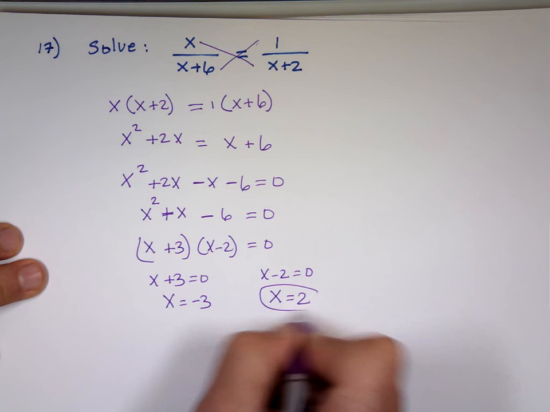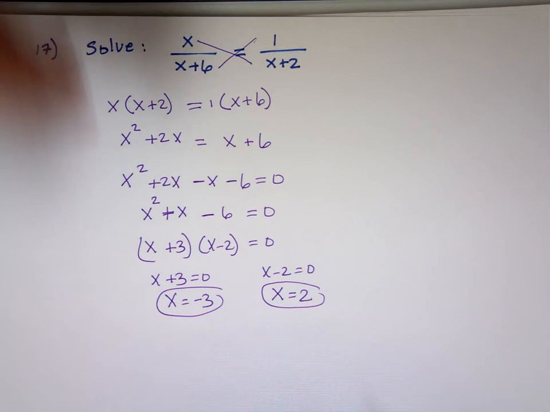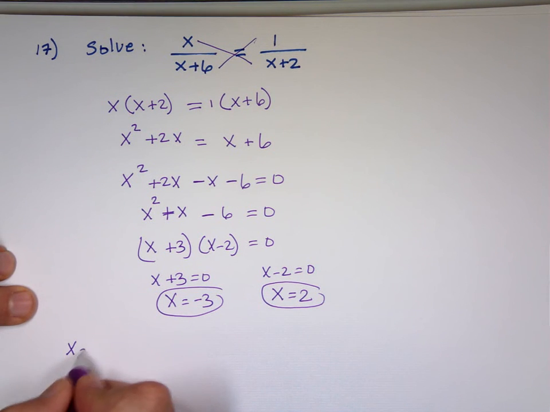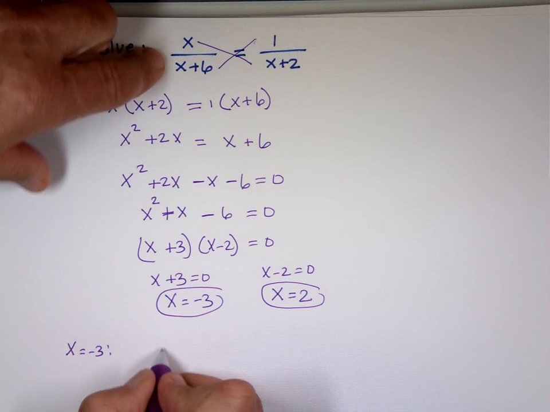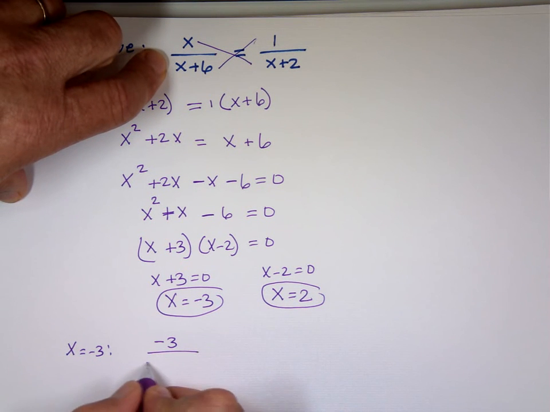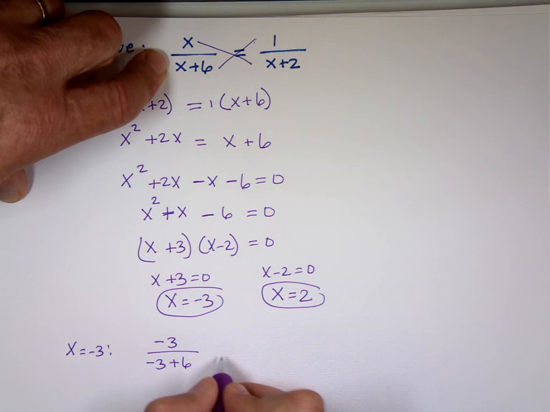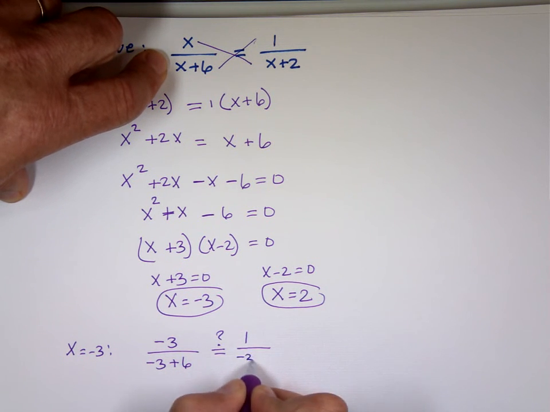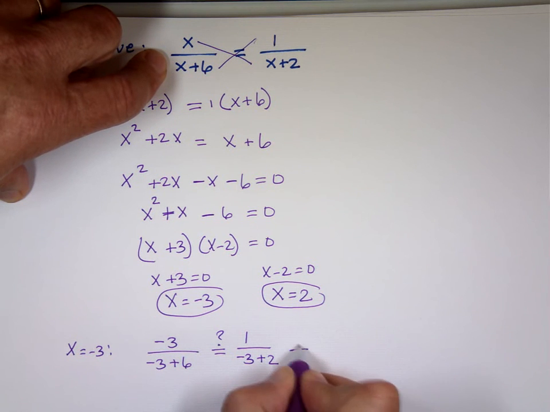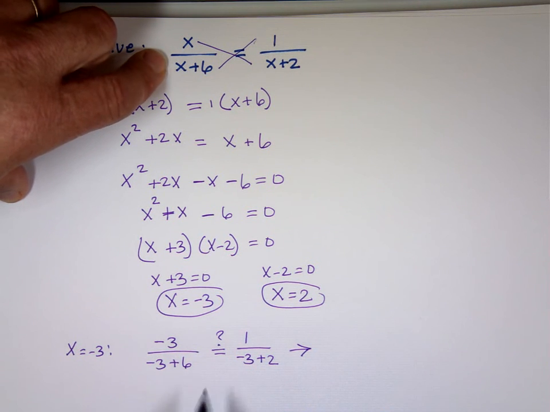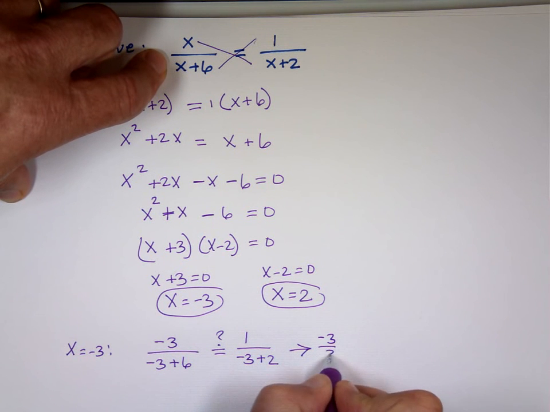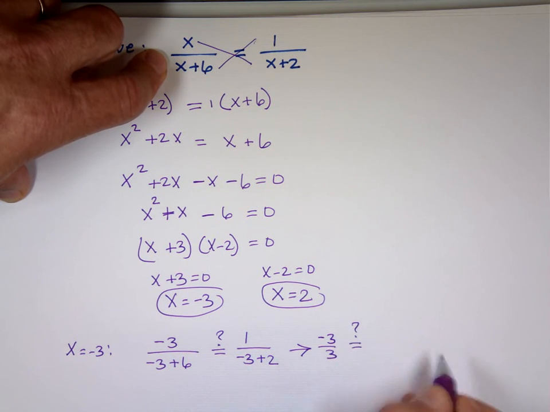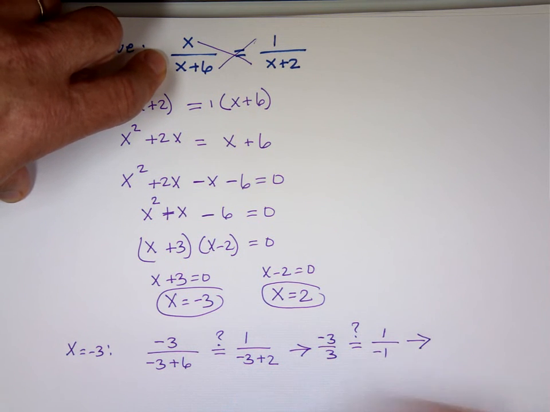Again, let's plug them in just to make sure they do work. When x equals negative 3, I'm going to have negative 3 over negative 3 plus 6. Is that equal to 1 over negative 3 plus 2? Let's see. This is negative 3 over 3. Does that equal to 1 over negative 1? That's a negative 1. Does it equal to negative 1? Yes, it does.